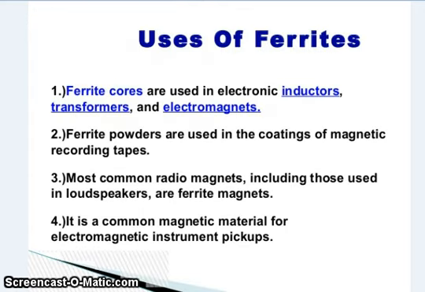So next is, what are the uses of ferrites? Various ferrites are used in electronic inductors, transformer cores, and electromagnets. Ferrite powders are used in coatings of magnetic recording tapes. Then most common radio magnets, including those used in loudspeakers, are ferrite magnets. Then it is a common magnetic material for electromagnetic instrument pickups, right?